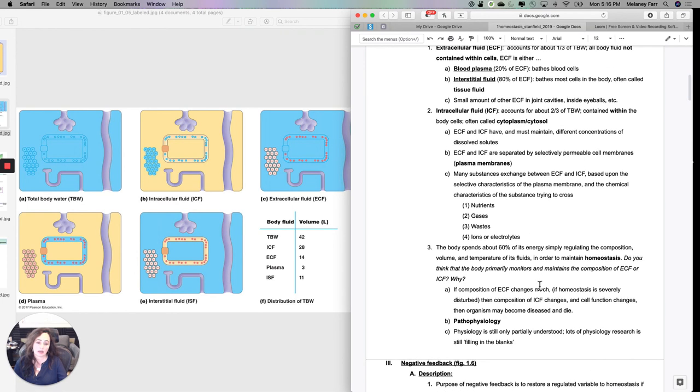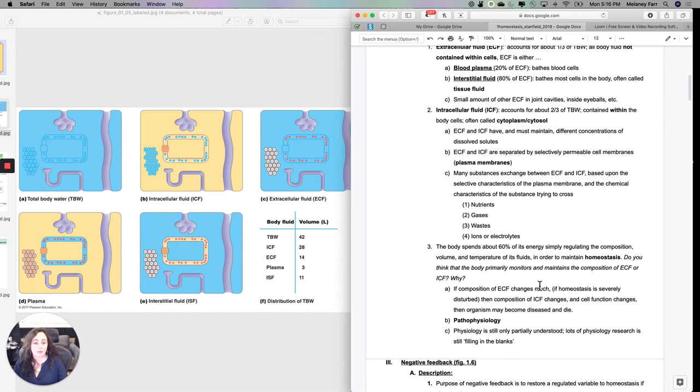Okay, so last tidbit right here before I stop for today is that it's actually relatively expensive to have two fluids that allow for exchange between them, but they need to stay relatively independent. So for instance, you need to have a relatively high concentration of sodium in the extracellular fluid compared to the intracellular fluid.